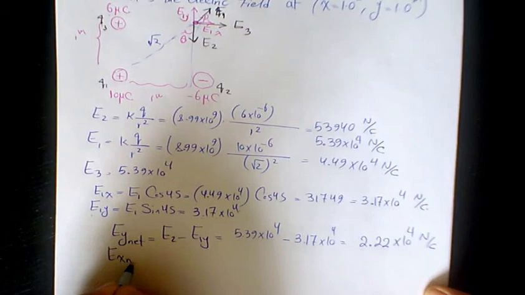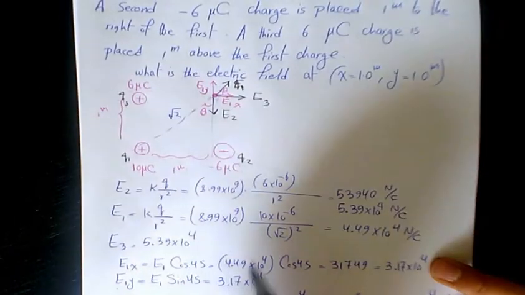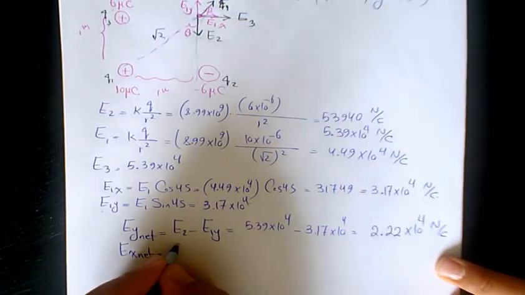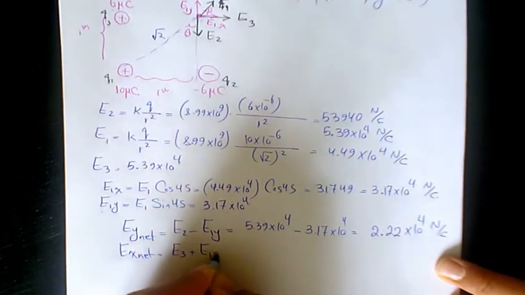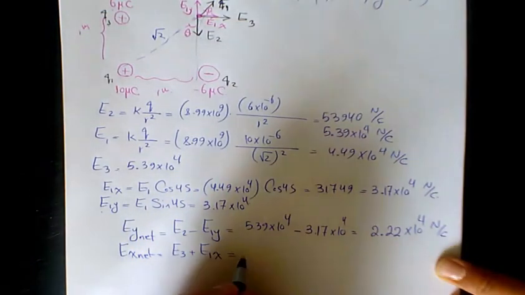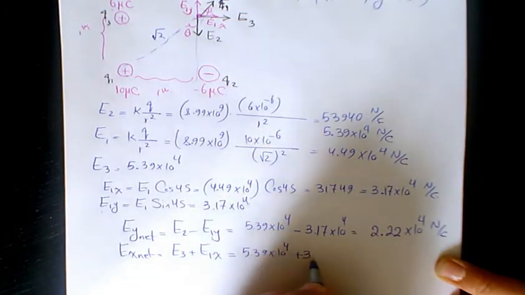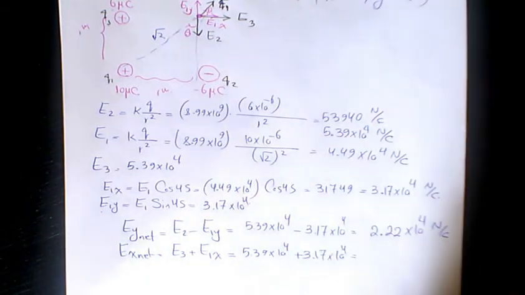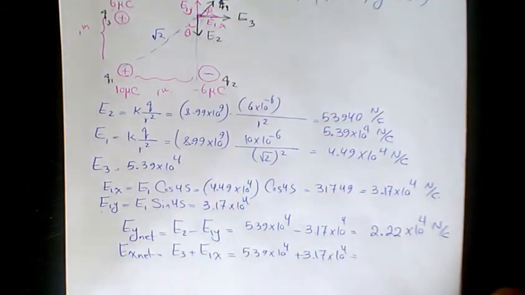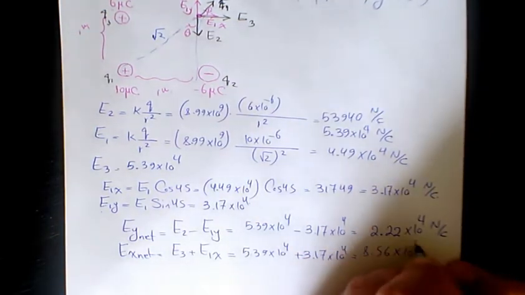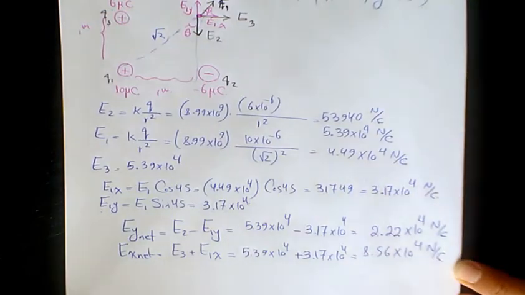Ex net: both of these two are in the same direction, so it's going to be E3 plus E1x. E3 is 5.39 times 10 to the power 4 plus 3.17 times 10 to the power 4. That's going to be 8.56 times 10 to the power 4 Newton per Coulomb.